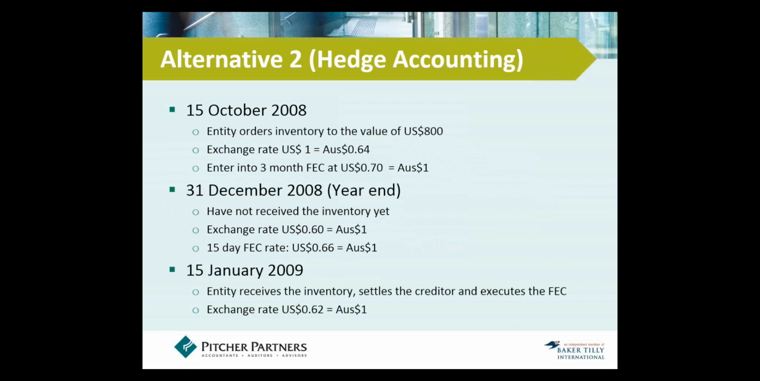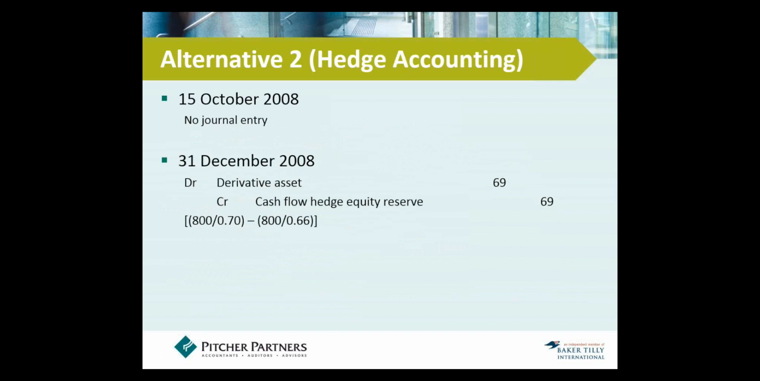So let's look at alternative 2. Exactly the same information. I've repeated the information. It's exactly the same. And let's just see what the impact would be if we have the same transaction, but now we qualify for hedge accounting and we've got hedge effectiveness in place all around. So on the 15th of October, when the entity orders the inventory and enters into the foreign exchange contract, still no journal, we don't have the inventory, and the fair value of the derivative is 0.